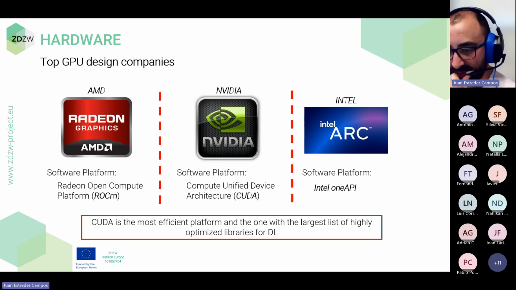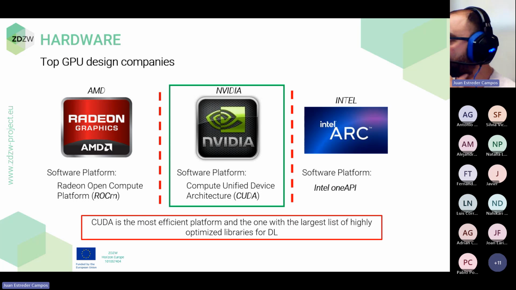And which one is best? The best one nowadays is CUDA because it's the most efficient platform and comes with a lot of libraries optimized for deep learning models. So for this reason, the GPUs that we need to use for the development of deep learning models are the NVIDIA GPUs.